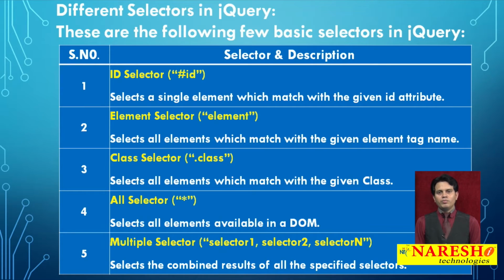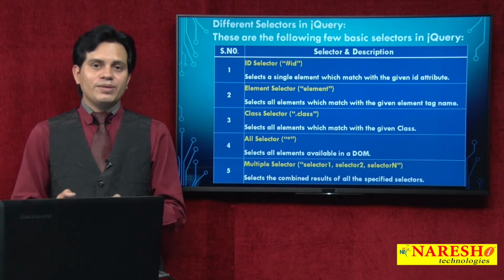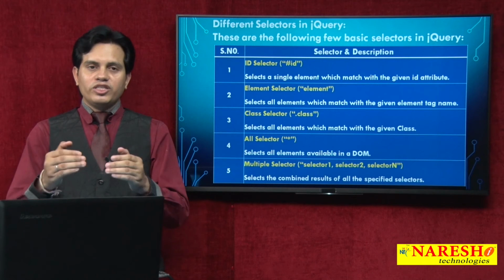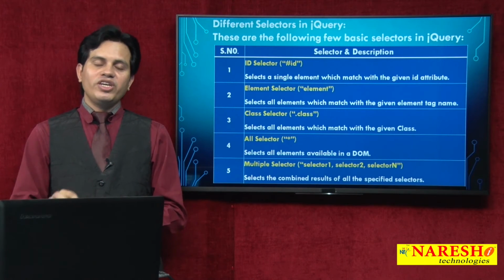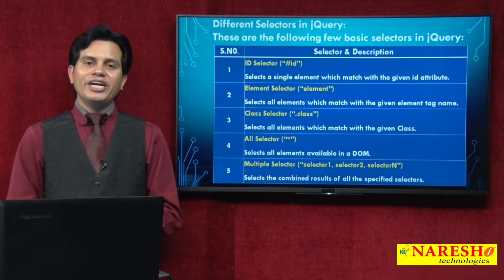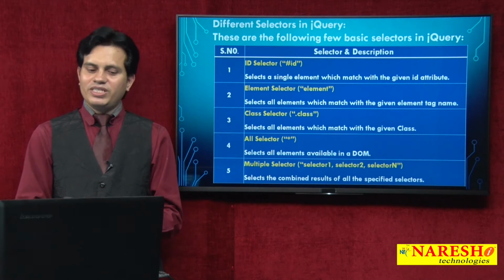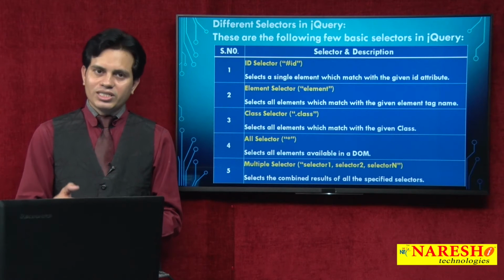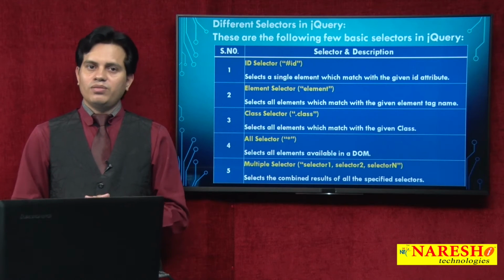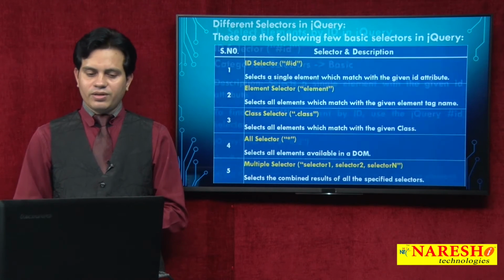In order to select more than one element of different selector types at a time, we call them multiple selectors. So these are the different selectors in jQuery as basic selectors. Among all these 5 selectors, in today's video session we are going to discuss only one selector, that is called the ID selector. In upcoming video sessions we will discuss element selector, class selector, all selector, and multiple selectors one by one. But today we will discuss only the ID selector.